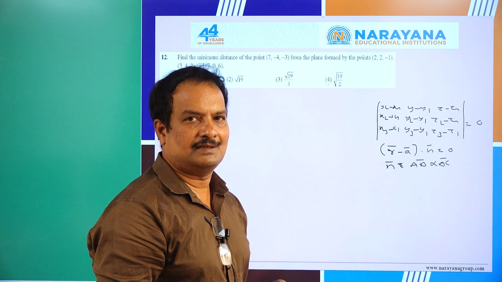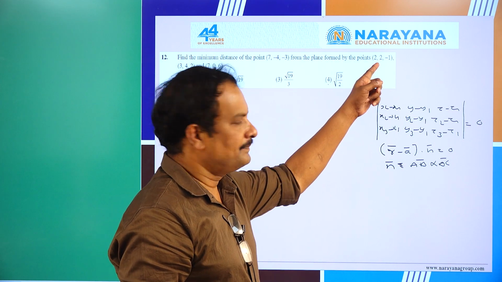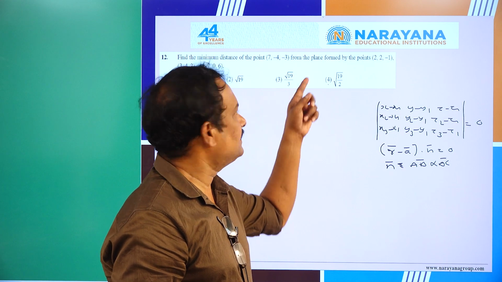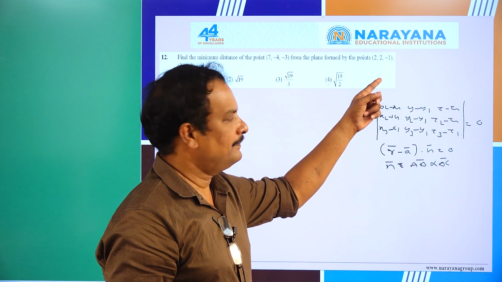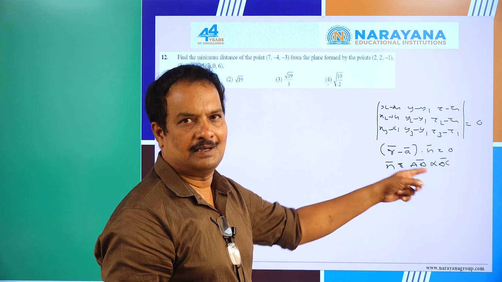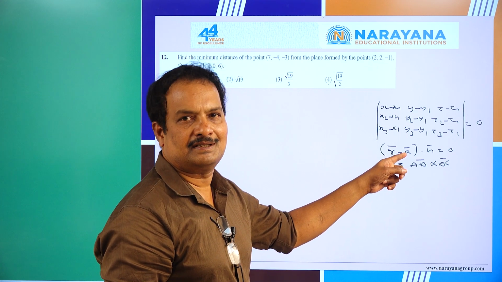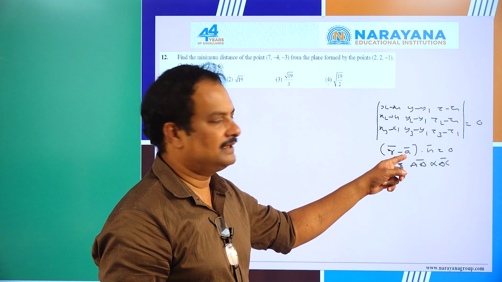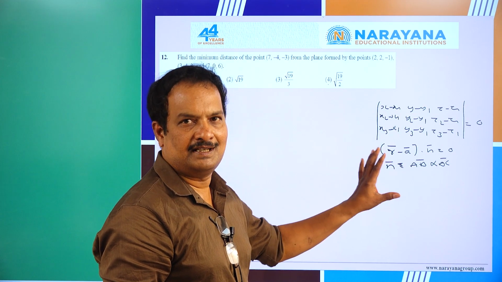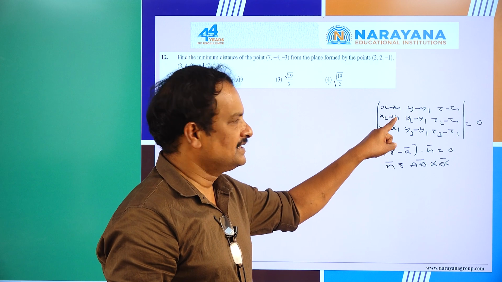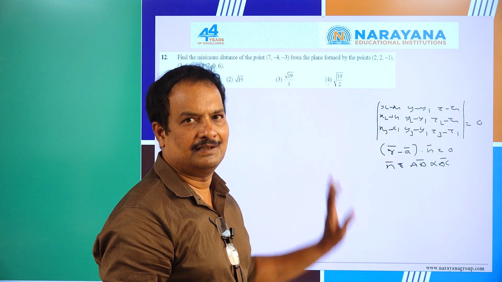Just take AB bar cross AC bar, where A, B, C are the 3 given points. Other than the first point, 2 more points are there. Take them as AB bar cross AC bar. You will get a vector normal to the plane, and in place of a bar, the position vector of any one of the 3 points you can take. You will get the plane equation. That is the vector algebra concept. Otherwise, use this 3D concept. Finally, you will get the plane equation.